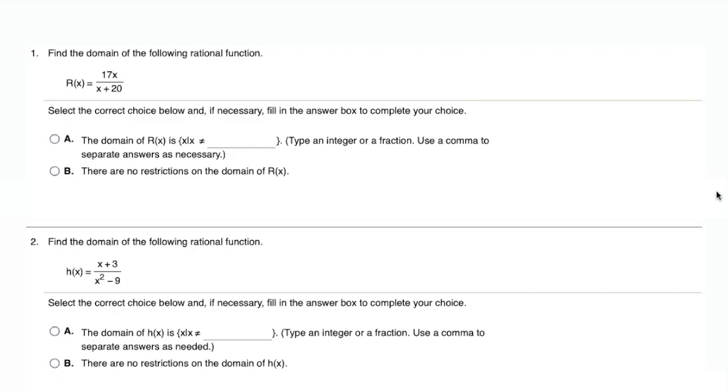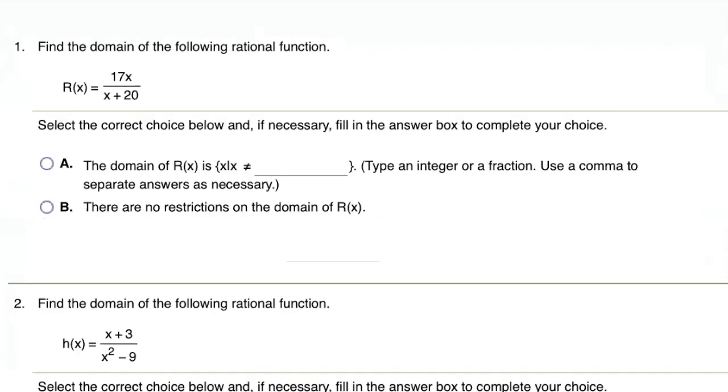So now we'll go through a couple of my MATLAB examples having to do with rational functions. And again, there's a lot of information here to take in. All right, in question one, we're asked to find the domain of the rational function.